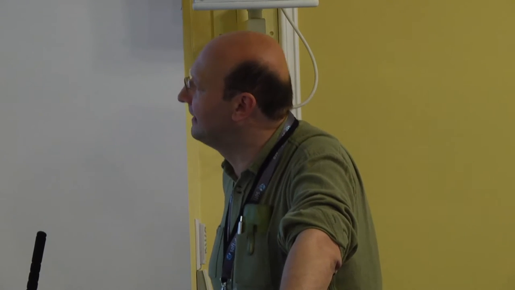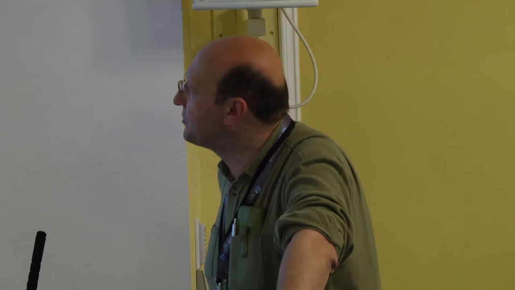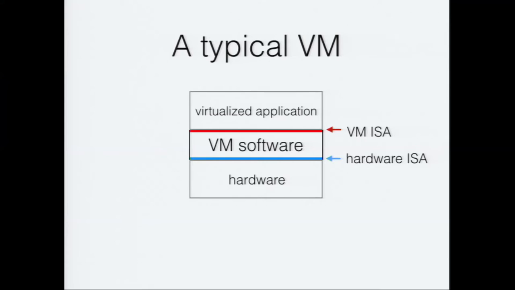Okay. So the typical VM, what you probably think of mostly, looks more like this: you have some kind of application running on top of the virtual machine and hardware below, and that's all that there is in the picture. But there are many other possibilities, and we'll cover some of those.